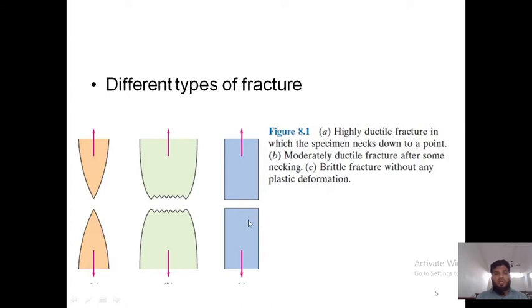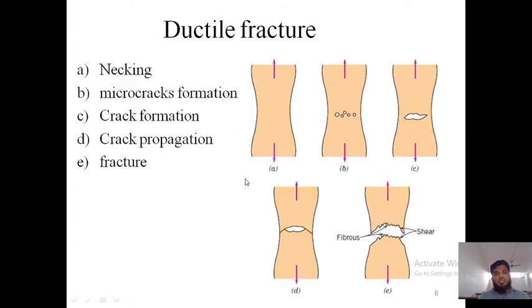Okay. If it is purely brittle, the breaking will be like this. It will be split into two pieces, because in this there will not be any kind of plastic deformation. It will just break into two pieces when you apply the stress.